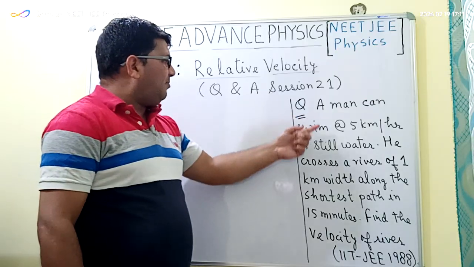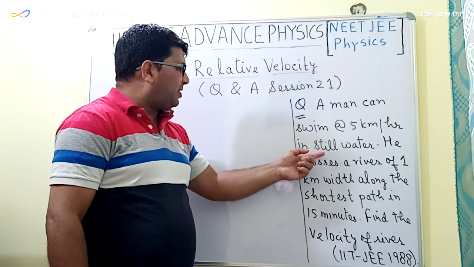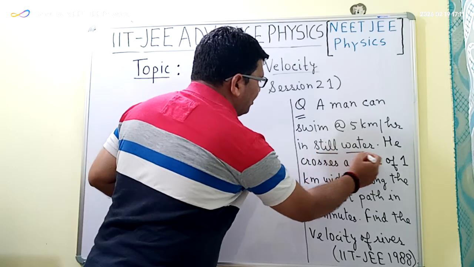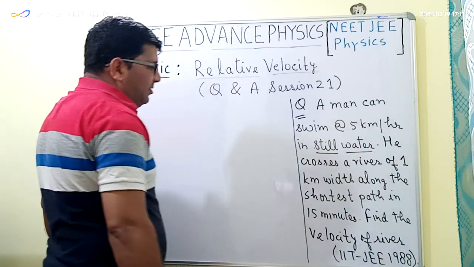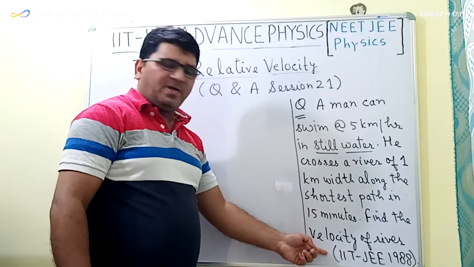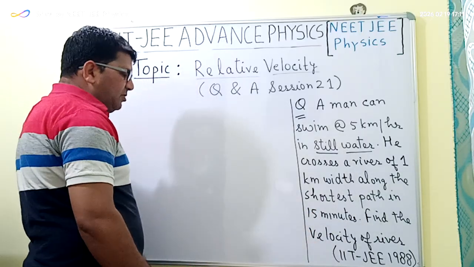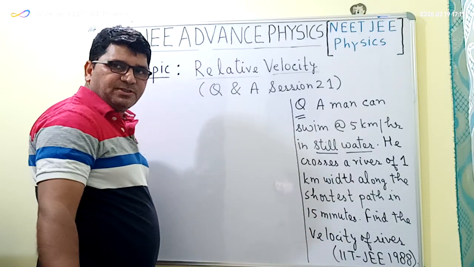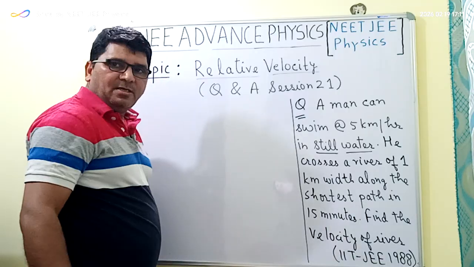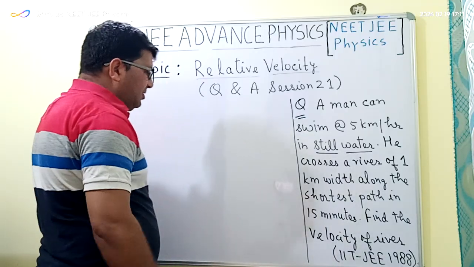So the question here is, a man swims at the rate of 5 km per hour in still water, that is when the water is not flowing, and he crosses the river of 1 kilometer width along the shortest path in 15 minutes. So we have to find the velocity of the river. In the original question there were four options given, but here we will simply find the velocity of the river.